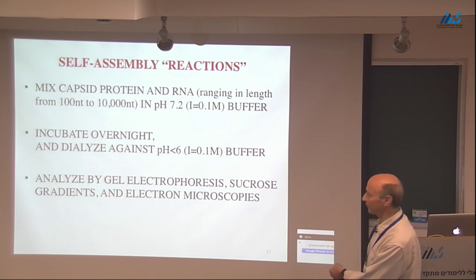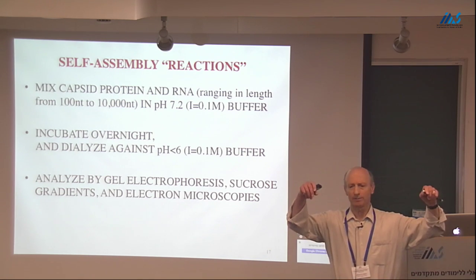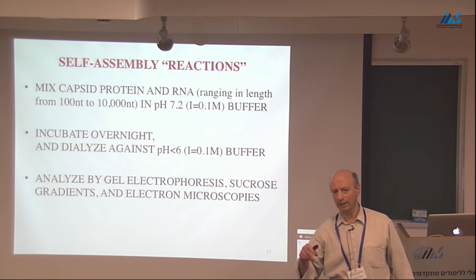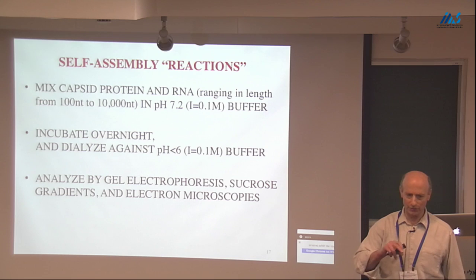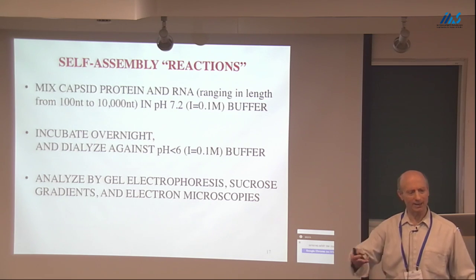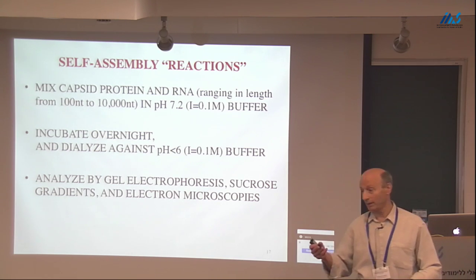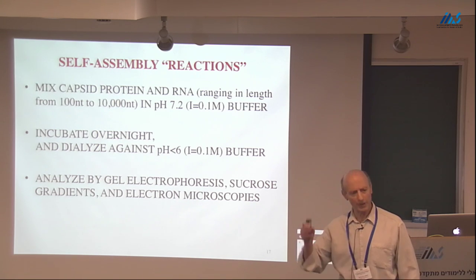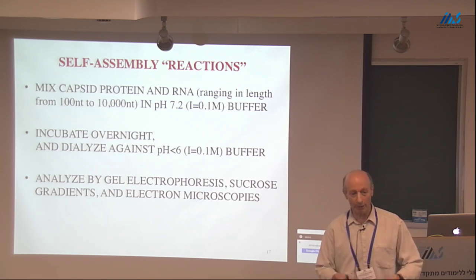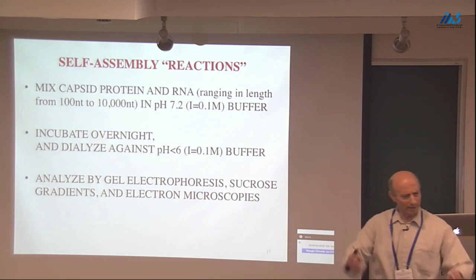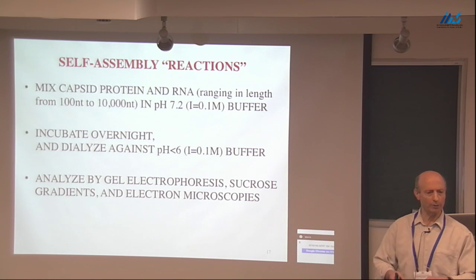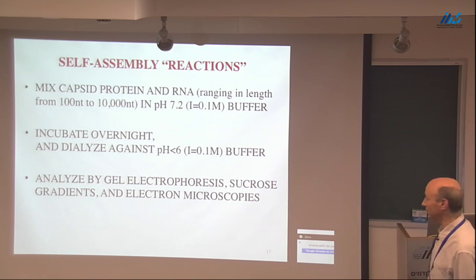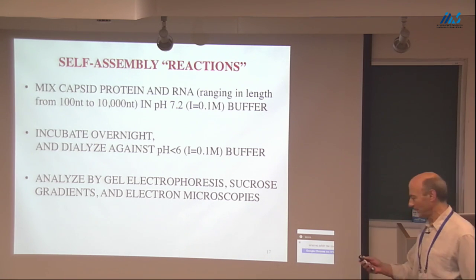What's happening at neutral pH is that the protein is binding to the RNA. The N-termini of the capsid proteins are arginine-rich, so they're cationic. There are 10 cationic residues that bind to 10 nucleotides. And you saturate binding of the RNA at neutral pH, but you don't have capsids forming until you lower the pH enough to turn on strong lateral interactions between the proteins. And then you analyze what you've got in any number of ways.